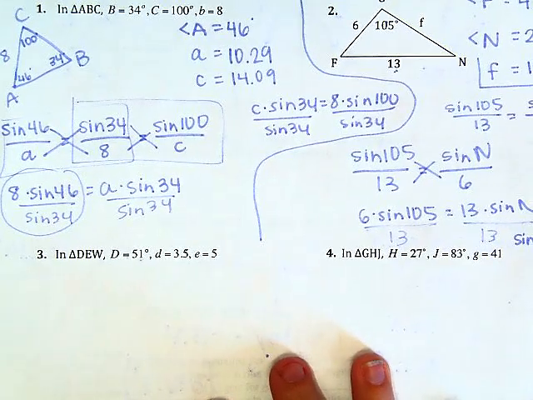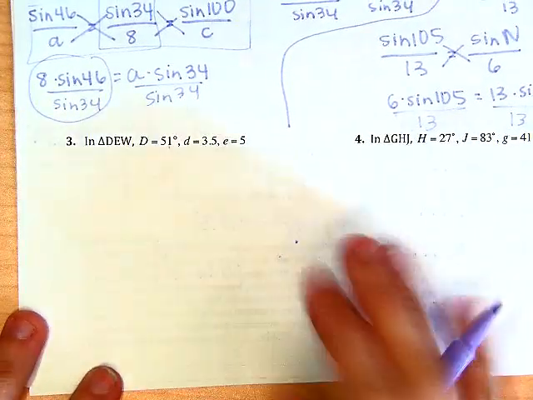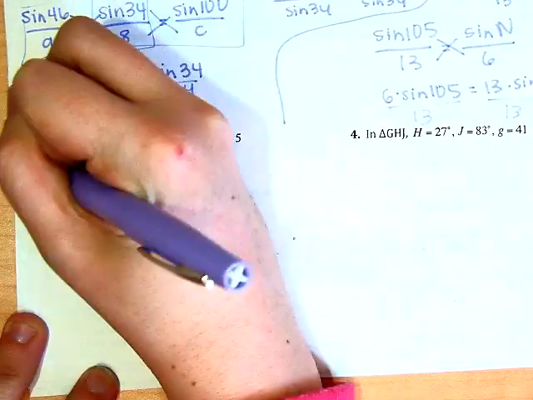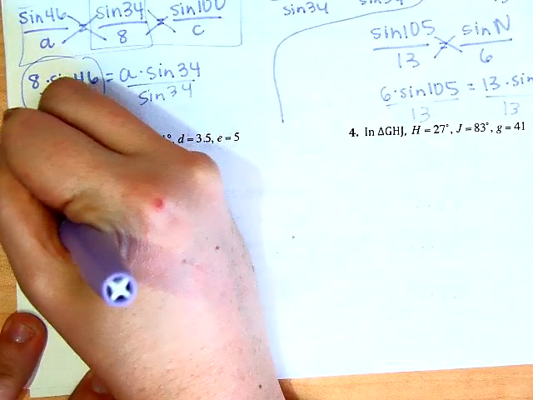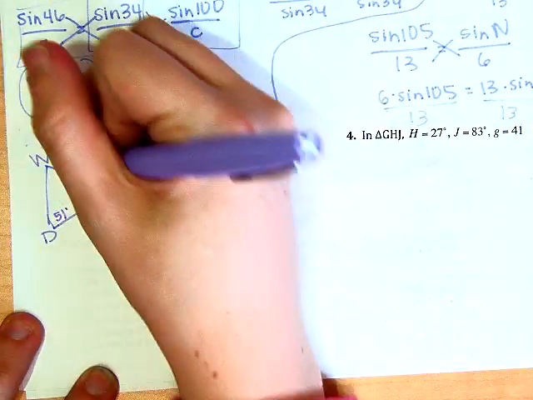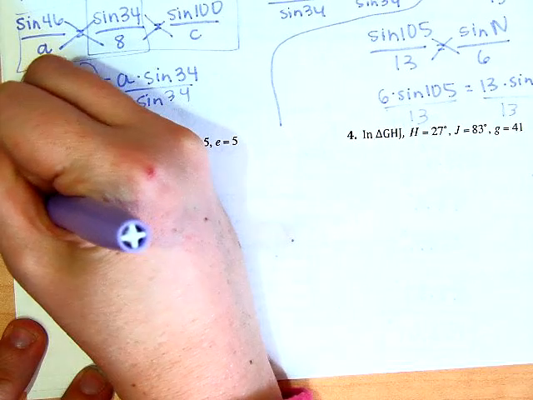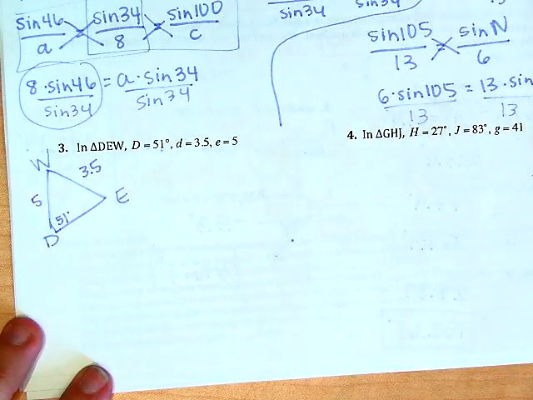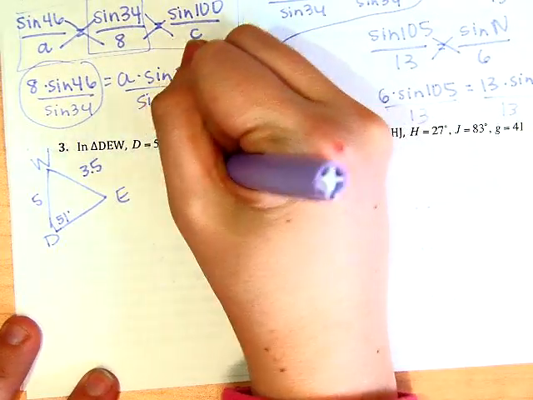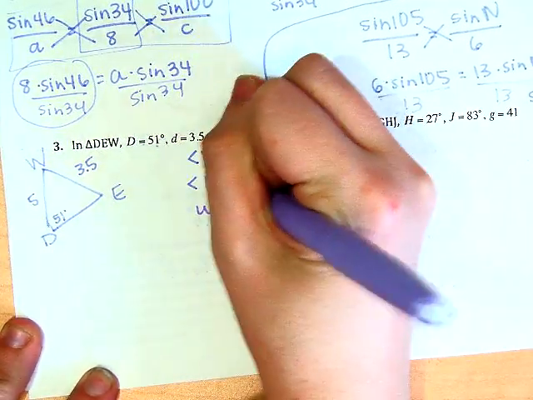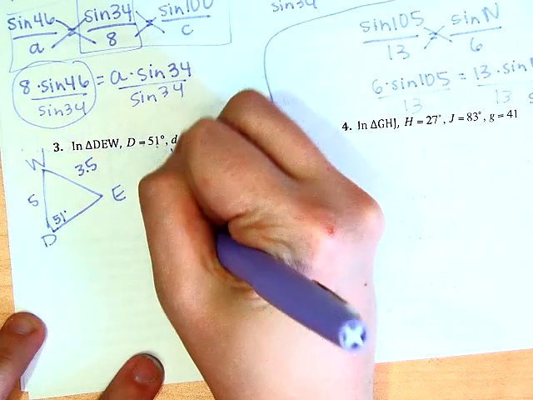Okay, a couple more examples. Here we go, triangle DEW. D is 51 degrees, side D is 3.5, side E is 5. I need angle W, angle E, and side W. These are going to be my three answers.